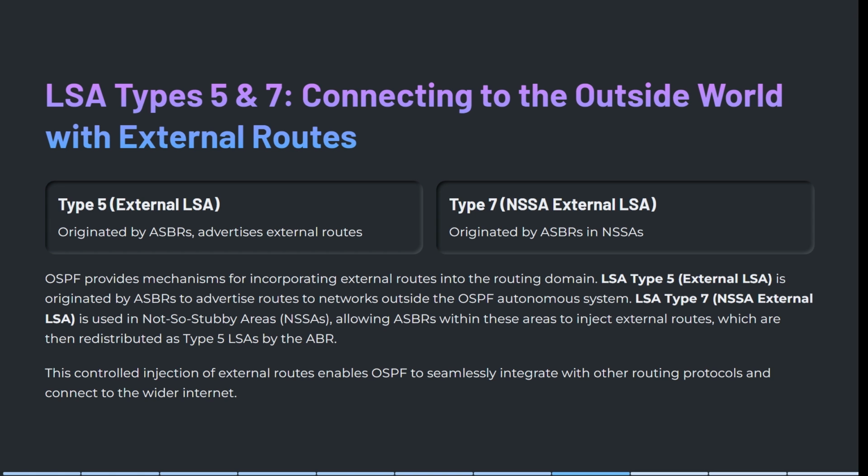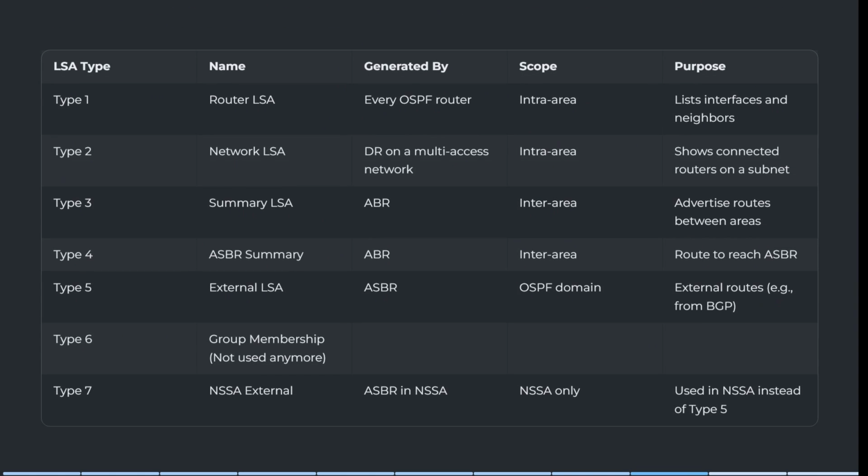LSA Type 5, External LSA, is originated by ASBRs to advertise routes to networks outside the OSPF autonomous system. LSA Type 7, NSSA External LSA, is used in not-so-stubby areas, NSSAs, allowing ASBRs within these areas to inject external routes, which are then redistributed as Type 5 LSAs by the ABR. This controlled injection of external routes enables OSPF to seamlessly integrate with other routing protocols and connect to the wider Internet.